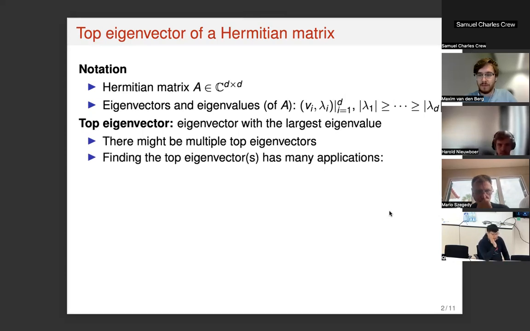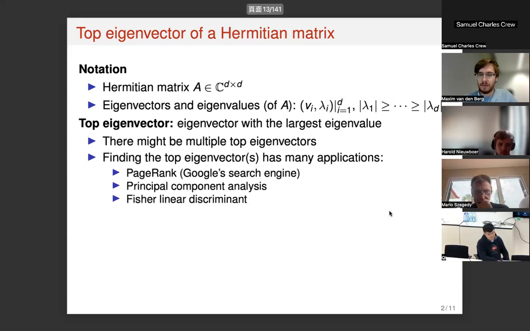Actually, finding the top eigenvector is a basic problem in lots of fields. It has a lot of applications, like PageRank, principal component analysis, linear discriminant analysis, quantum state tomography, and more. The space here is too small, I cannot list all of them.